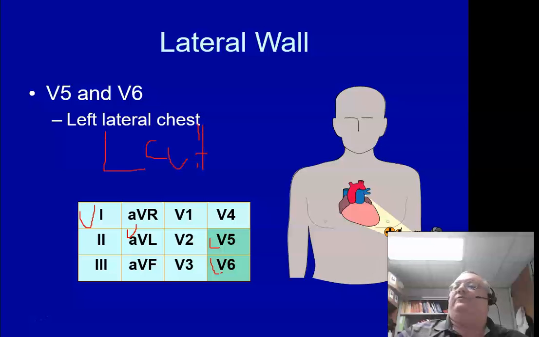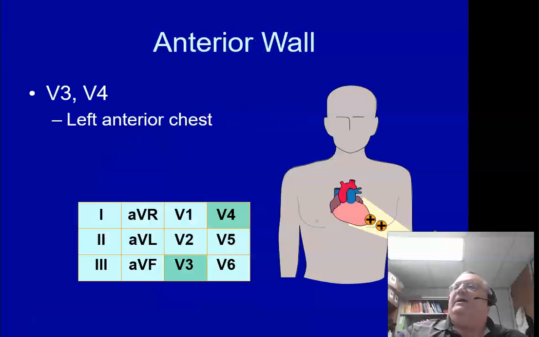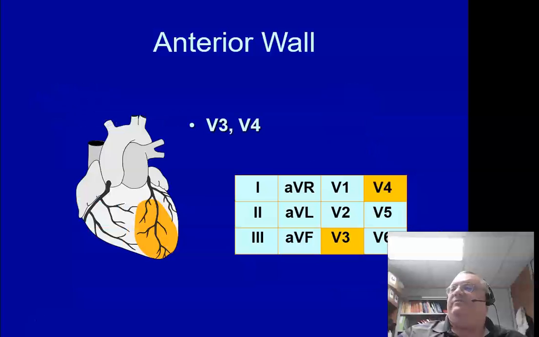They're all lateral views of the heart, okay? So again, it's looking at the lateral wall of the heart, usually fed by the left coronary and the left circumflex artery. Now, these guys here, V3, V4, you're looking at the very front part of the heart, okay? Your two leads are right here. You're looking at that very front section of the heart.